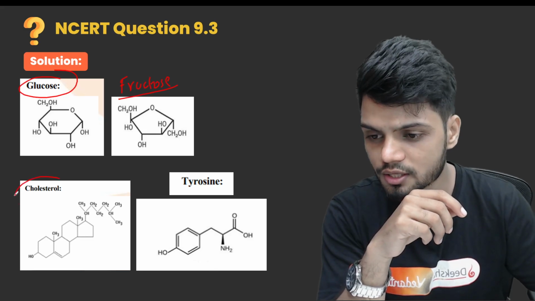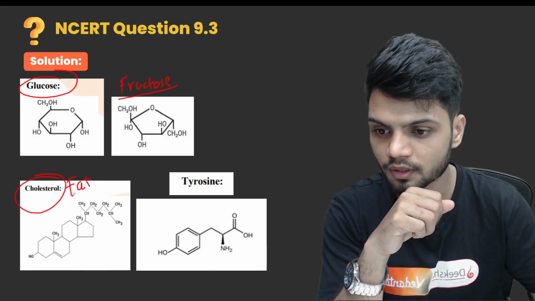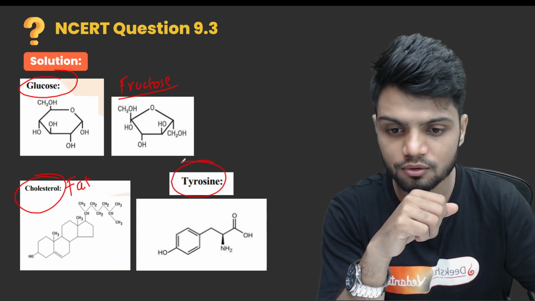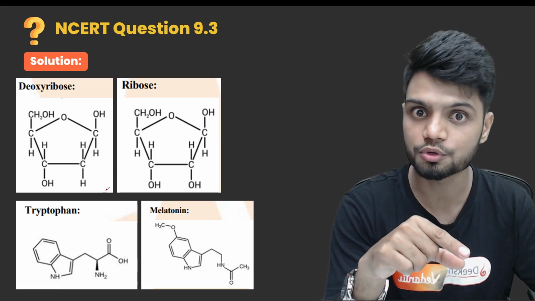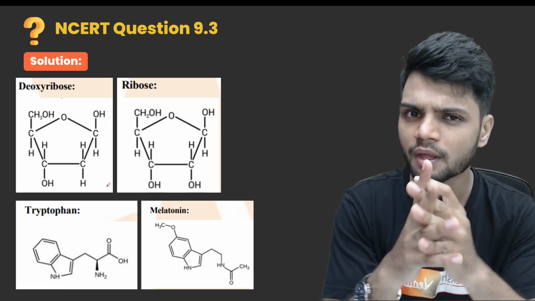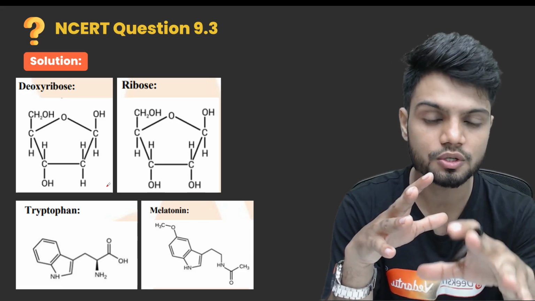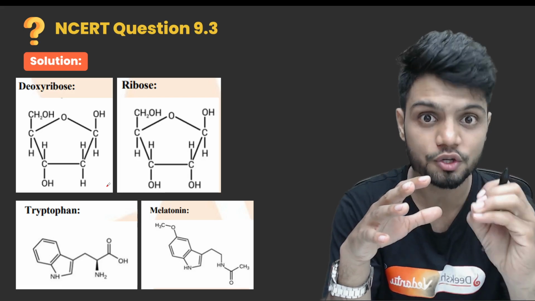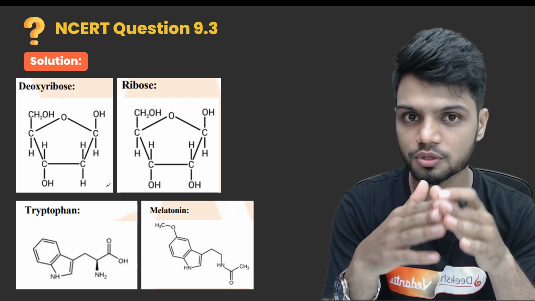Then we have cholesterol, which is a lipid, which is a type of fat, right? Then we have tyrosine, followed by deoxyribose as well as ribose. Now deoxyribose can be found in your DNA, ribose can be found in your RNA. Now what is the difference here? This can also be asked as a question, as a NEET level question. I'm telling you, the difference between ribose and deoxyribose is very crucial.